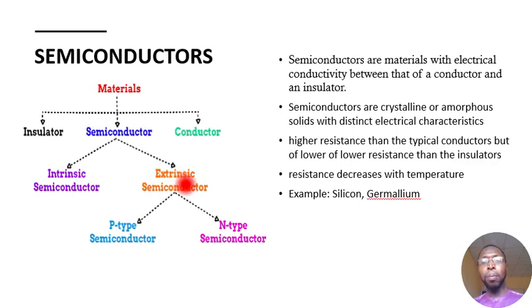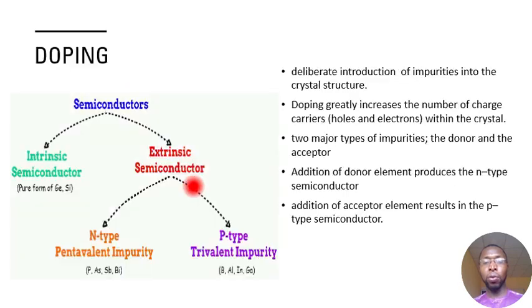This impurity makes us divide the extrinsic semiconductor into two. The type of extrinsic semiconductor will depend on the type of impurity in it. The deliberate introduction of impurities into a semiconductor is called doping. When you dope a semiconductor, it becomes either an N-type semiconductor or a P-type semiconductor. Doping helps to increase the number of charge carriers in a semiconductor, and the charge carriers we have in semiconductors are holes and electrons.